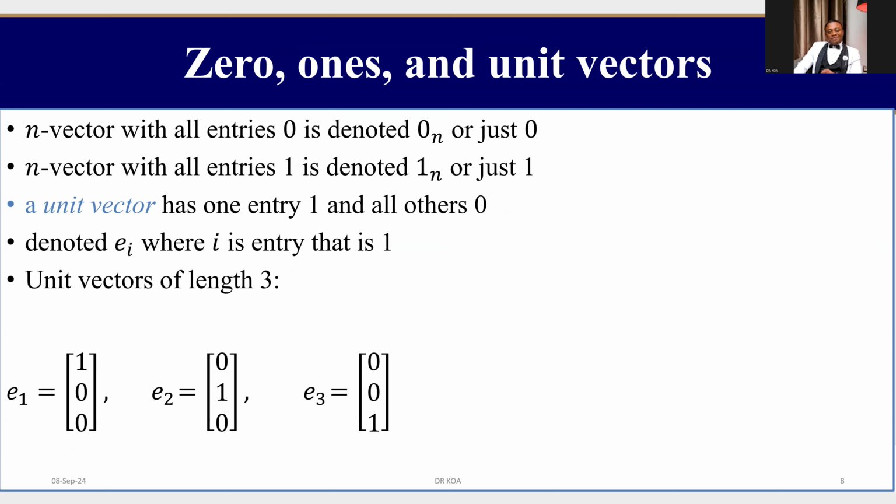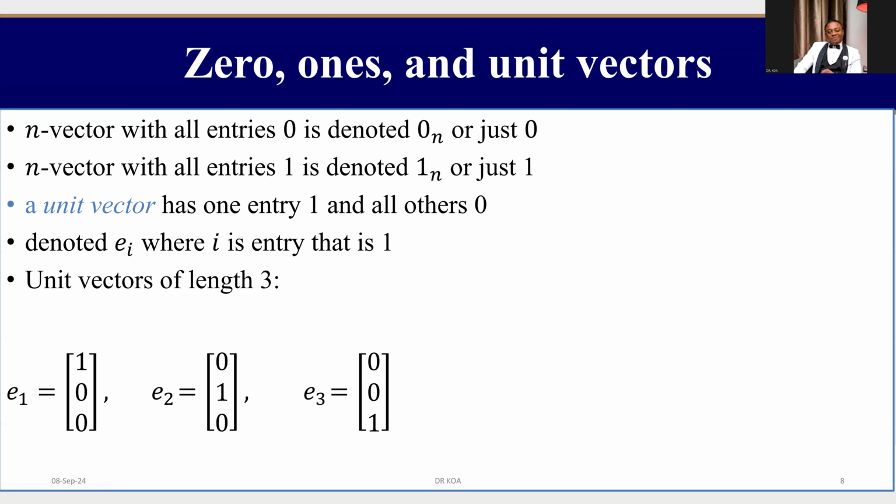Okay. There are three special kinds of vectors: zero vectors, ones vectors, unit vectors. What is the difference? A zero vector is where everything is zero. A ones vector is where everything in it is one. A unit vector has one entry of one and every other thing is zero.